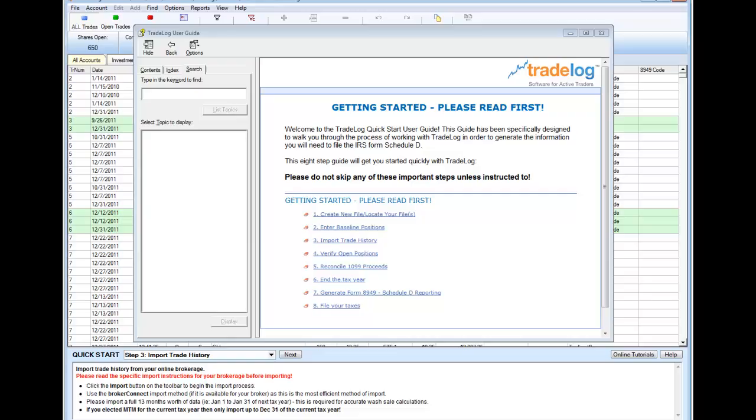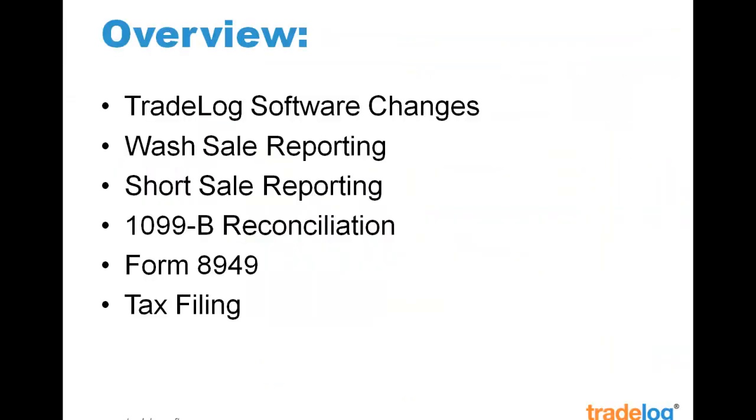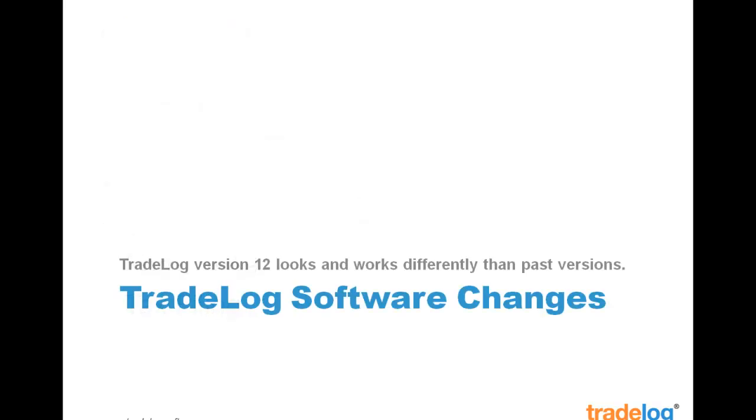All right, so getting into our presentation now for today and the information we're going to discuss. Just a quick overview, we're going to break this into 6 different sections. First, we're going to talk about some major software changes that are affecting version 12 and users of TradeLog. We're going to talk about wash sale reporting. We're going to talk about short sale reporting. And then the big topics, 1099 reconciliation, Form 8949. And at the end, we'll talk about some tips with filing your taxes for 2012. Let's get started first and talk about TradeLog software changes.